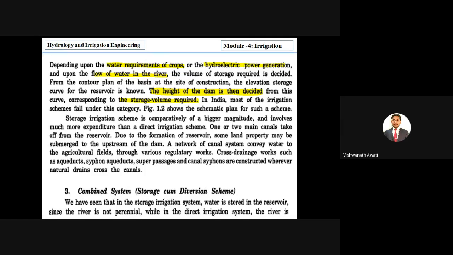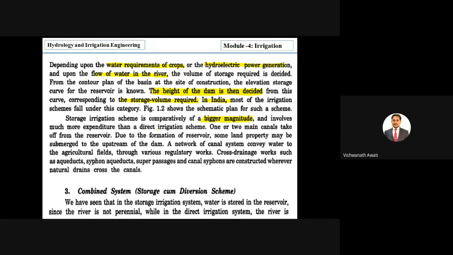And due to the height decided, it stores the water in a volumetric stage. And if you see, most of the irrigation work in India all falls under this category. It is storage irrigation. A storage irrigation scheme is comparatively of bigger magnitude and involves much more expenditure than direct irrigation.